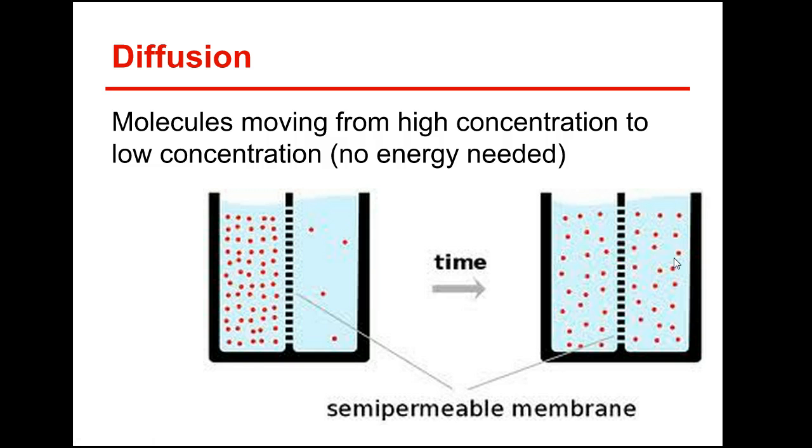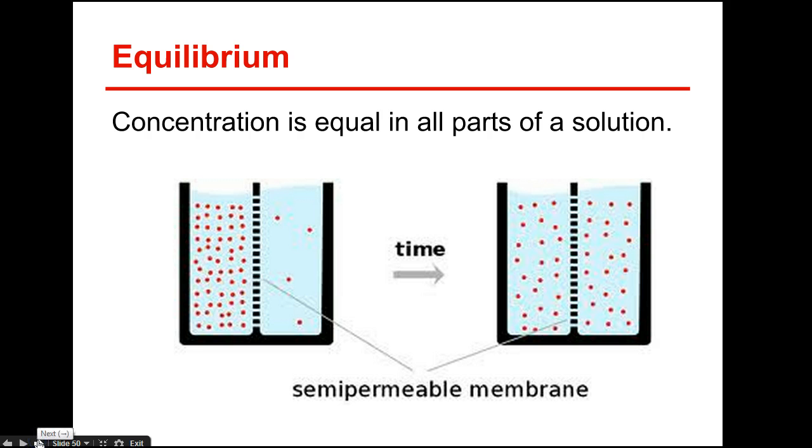Now the thing to remember is, once we've reached equilibrium, we don't stop. Particles might go back and forth across that membrane, but the particles don't just stop moving when they've reached equilibrium. Okay, and here's our definition of equilibrium. The concentration is going to be equal in all parts of the solution.